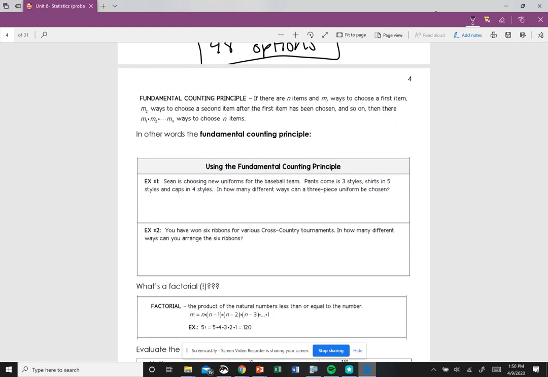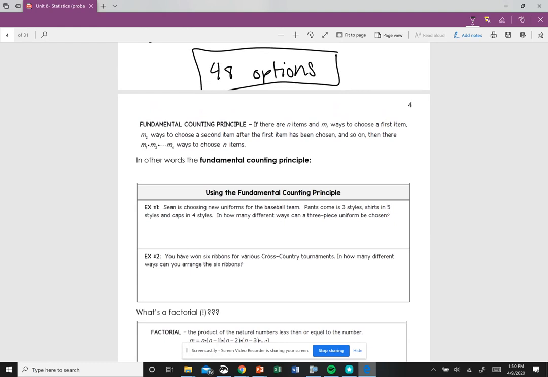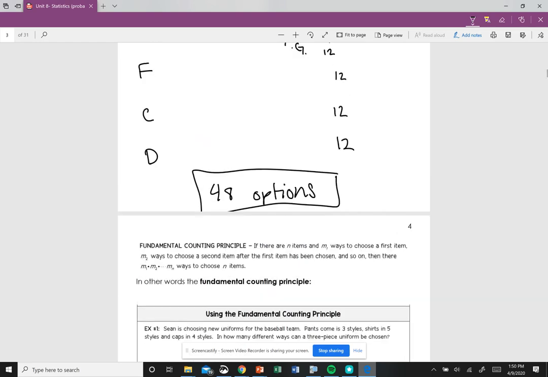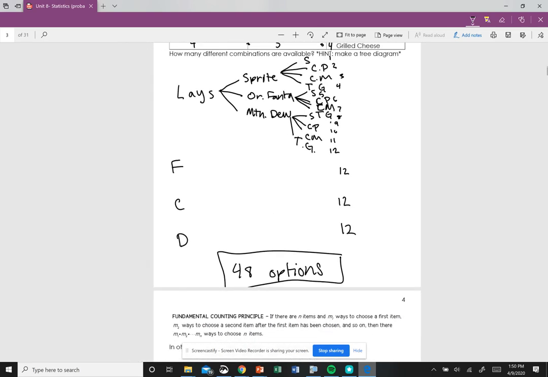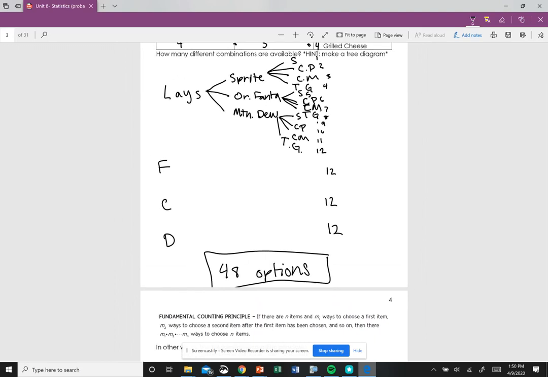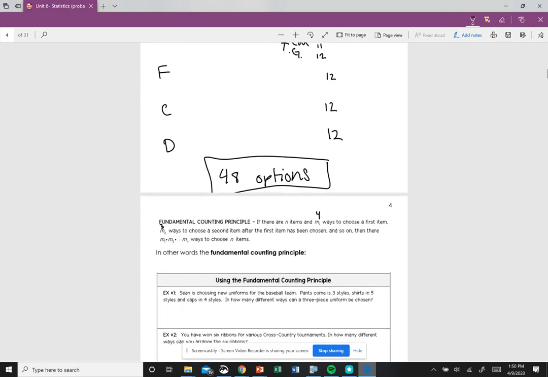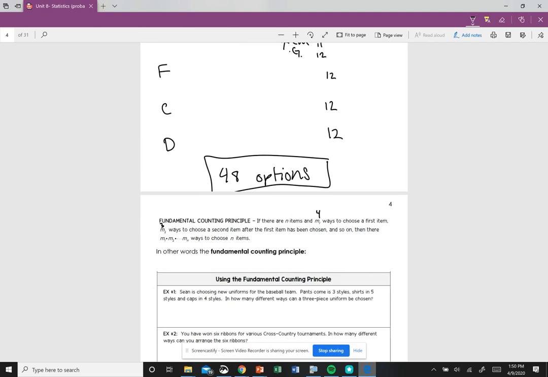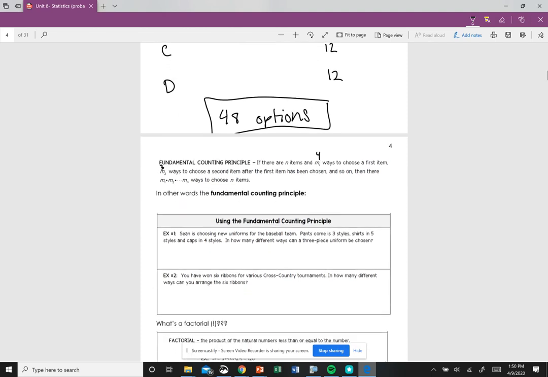So here's the fundamental counting principle. It says that if there are n items and m sub 1 ways to choose the first item, so there are 4 ways to choose, this would be 4 for the first set, and m sub 2 ways, so this would be 3 for our second set. And for every item after that, you take the number of options and you multiply them together. That's what that whole thing is saying. It's very, very wordy. So you're just going to multiply the number of options.